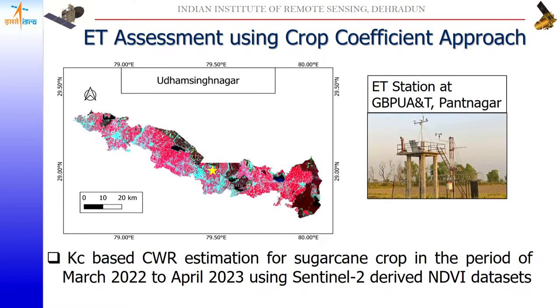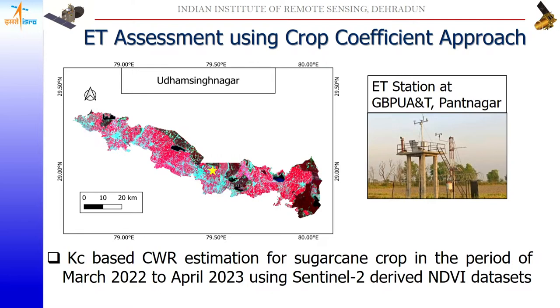These ground observations give us measured data parameters of not only the weather parameters but also the energy flux components. In this study, we use Sentinel-2 derived NDVI data sets, at 5-day intervals, for the period of March 2022 to April 2023, specifically for the sugarcane crop, and we derive the crop coefficient.